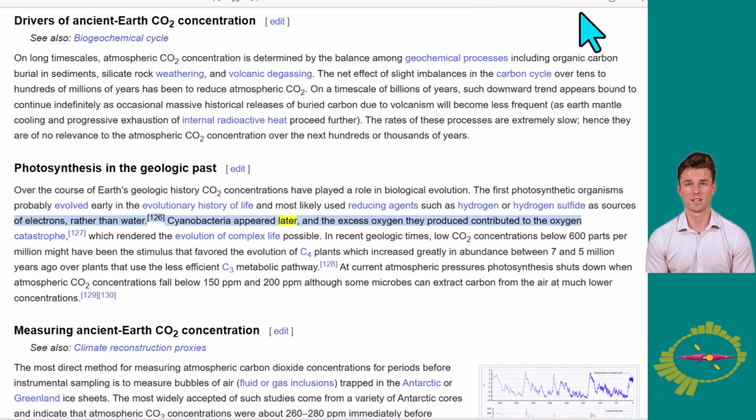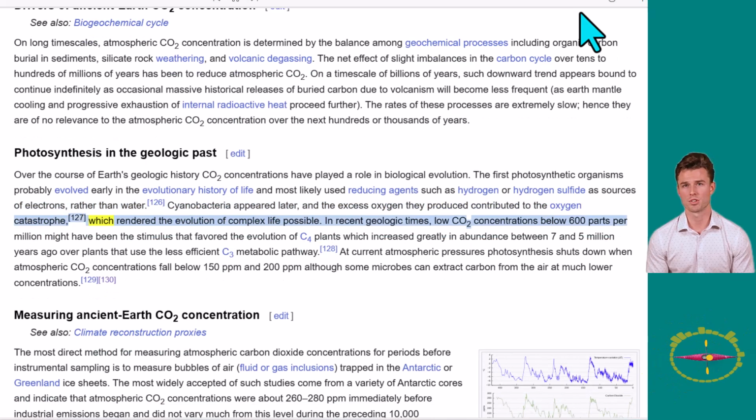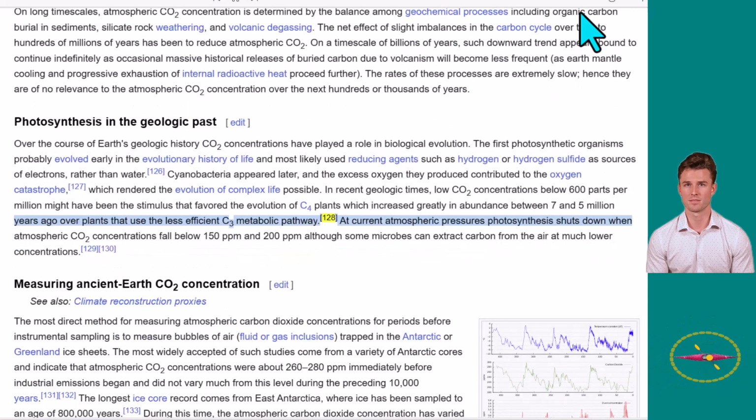Cyanobacteria appeared later, and the excess oxygen they produced contributed to the oxygen catastrophe, which rendered the evolution of complex life possible. In recent geologic times, low CO2 concentrations below 600 parts per million might have been the stimulus that favored the evolution of C4 plants, which increased greatly in abundance between 7 and 5 million years ago over plants that use the less efficient C3 metabolic pathway.